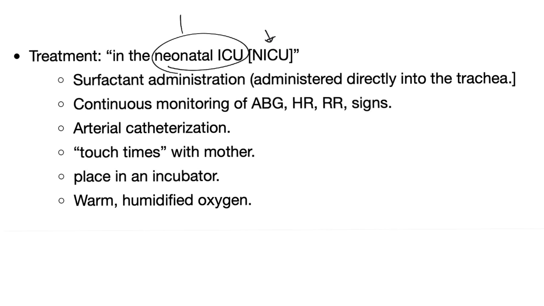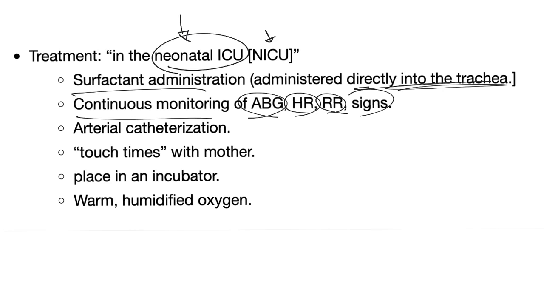He has neonatal RDS, has to stay in the NICU. We will administer surfactant directly into the trachea, with continuous monitoring of ABG, heart rate, respiratory rate, and signs, and we will monitor cyanosis and grunting. If cyanosis increases and grunting is decreasing, bad news, and we should intubate. Arterial cath, touch times with mommy, skin-to-skin contact. Get this kid close to mommy.